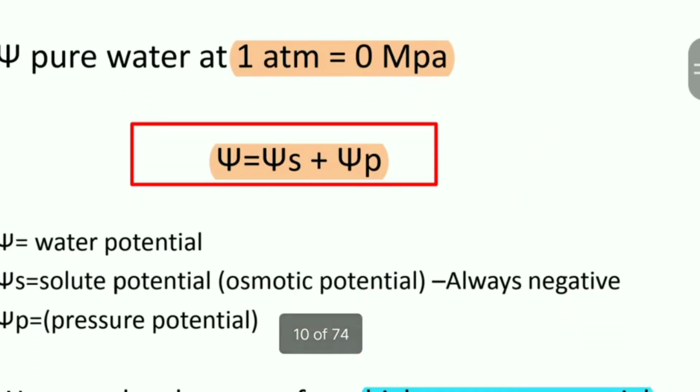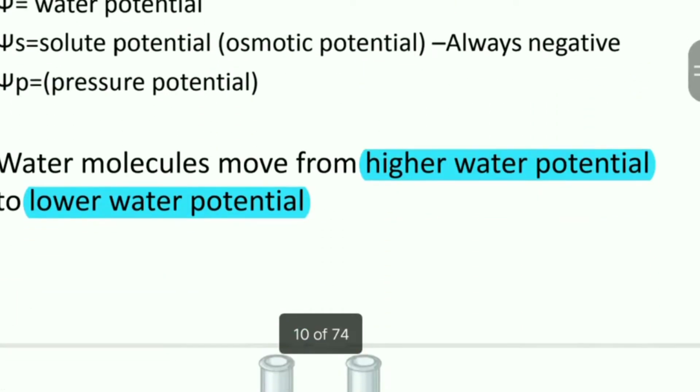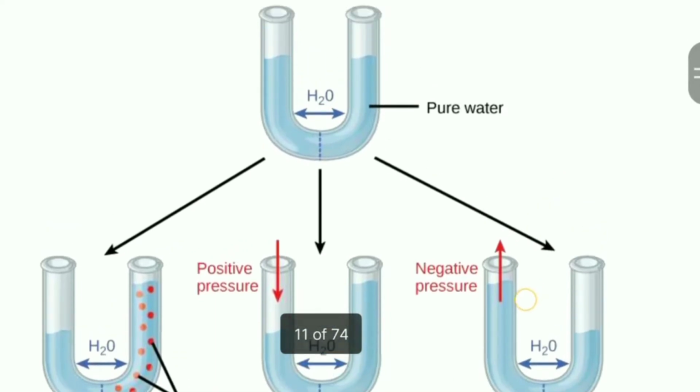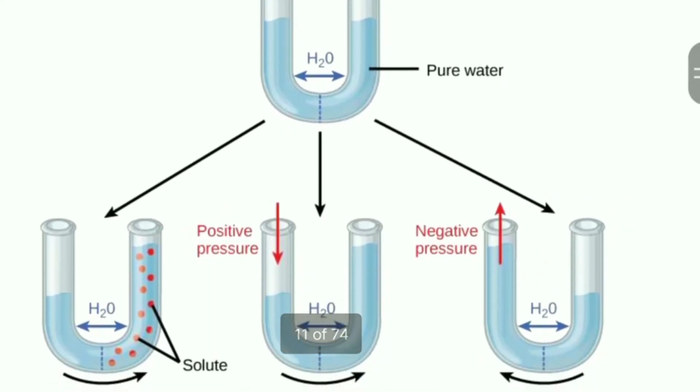Now, psi is the symbol we use for this. Psi of pure water at 1 atmosphere is equal to 0 megapascals. What is psi? Psi is water potential. We denote water potential by psi. Psi is equal to solute potential, which is always negative, plus pressure potential. Water molecules always move from higher water potential to lower water potential. This is just a diagrammatic representation of the same thing. This is pure water, H2O.